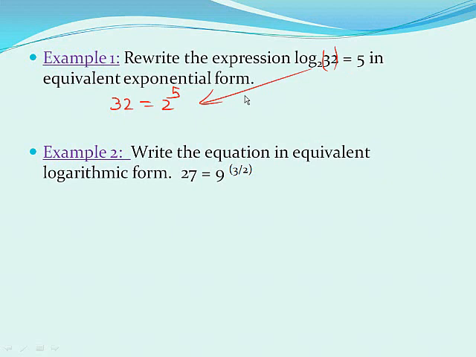Write the equation in equivalent logarithmic form. 27 equal to 9 to the power 3 by 2. So if we calculate the logarithm of 27 to the base 9, written like this, log to the base 9 of 27 will be this exponent here, which is 3 by 2. So that will be the answer for this question.